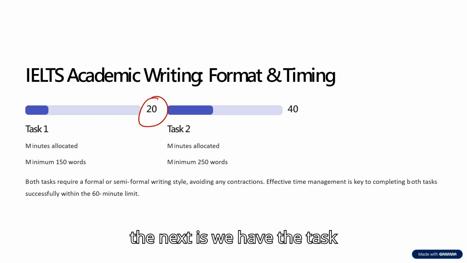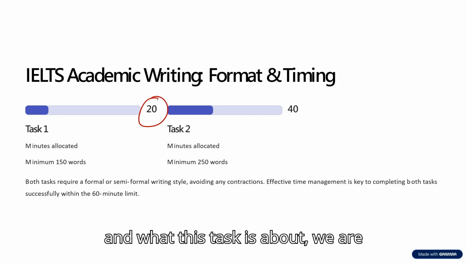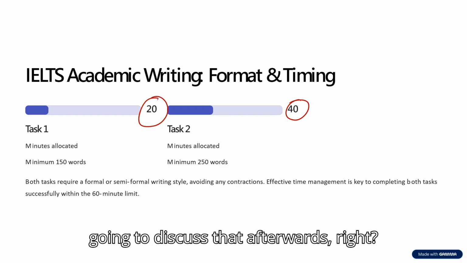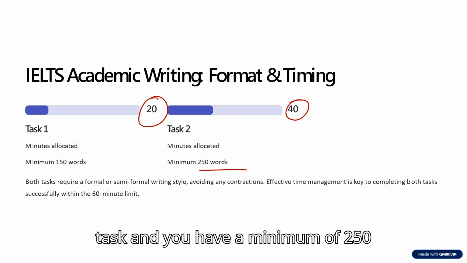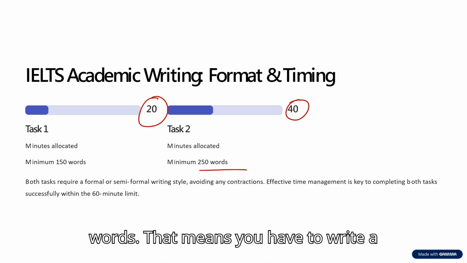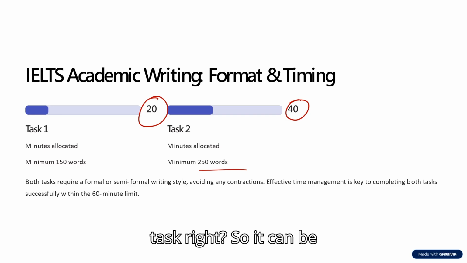The next is task two, where you have 40 minutes to attempt the task. What this task is about, we are going to discuss afterwards. You have to write a minimum of 250 words to complete this task, so it can range from 250 to 300 words.